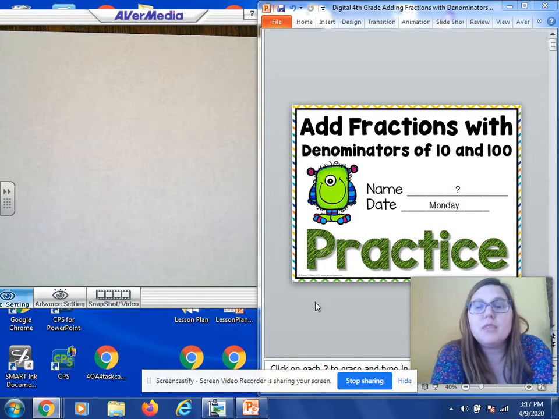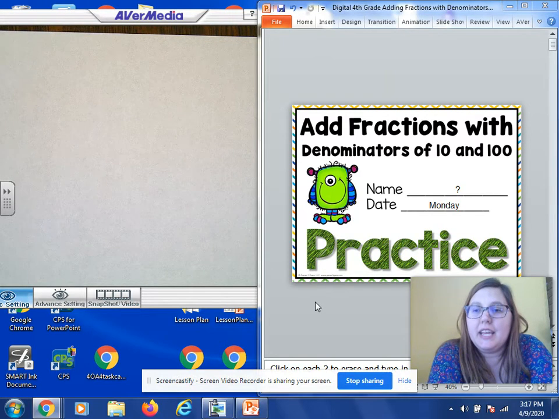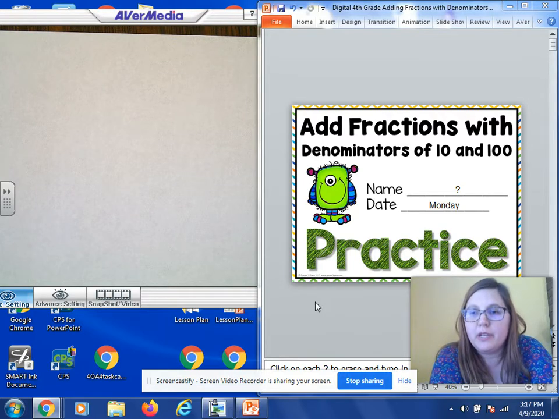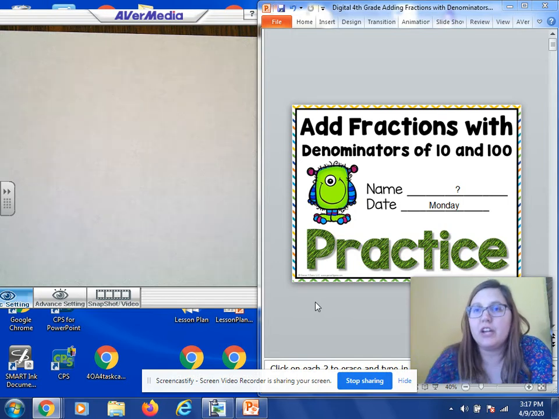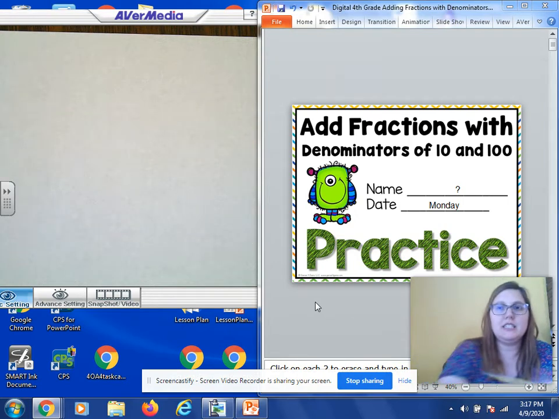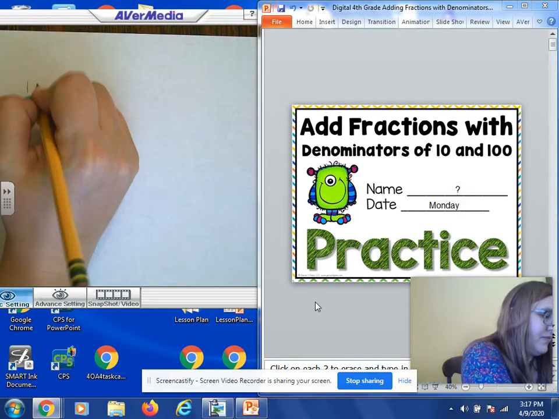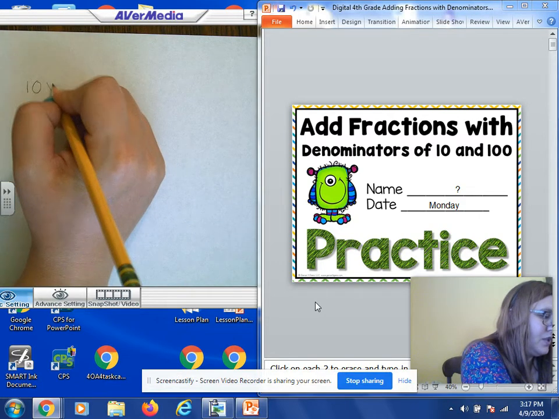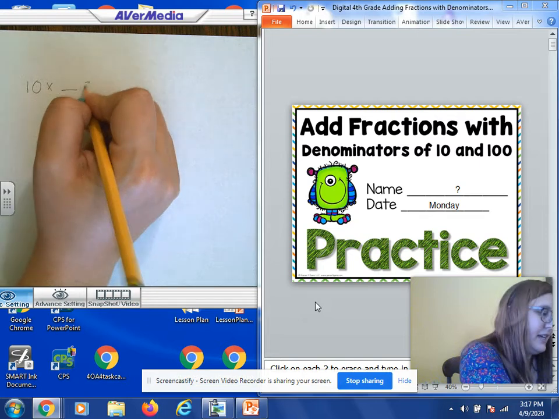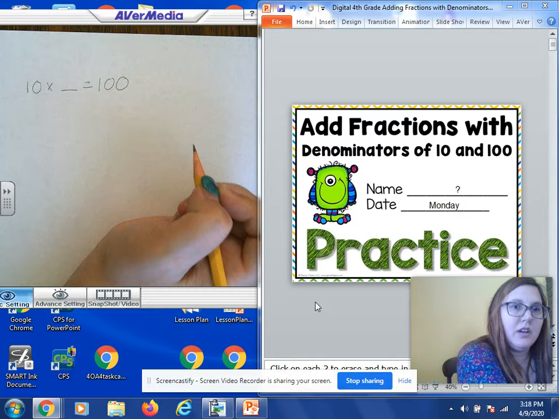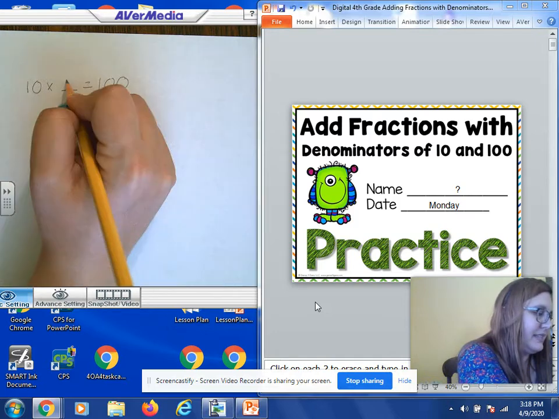So we worked on adding and subtracting fractions and mixed numbers. We worked on multiplying whole numbers by fractions. Today we're going to look at adding fractions with denominators of 10 and 100. If I look at 10, what do I multiply it by to get 100? Okay, I multiply it by 10.